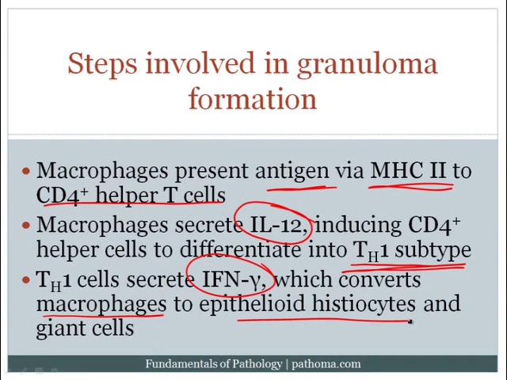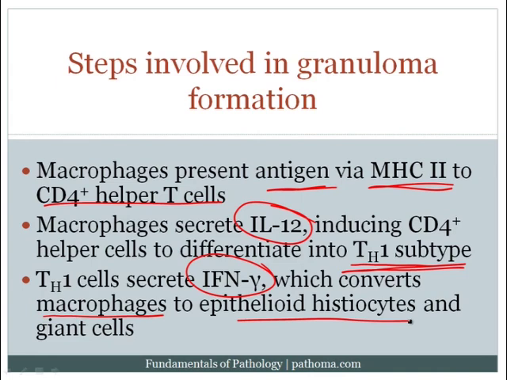Now I realize there's a lot of words on this slide, but I want to really make it simple. Step 1, the macrophages find an antigen, present it via MHC class II to the helper T cells. The helper T cells, okay, bind the antigen. Once that first binding occurs, the macrophages sort of then dump IL-12 on the CD4 positive T cells, which then converts the CD4 positive cells to a Th1 subtype. The Th1 helper cells then secrete interferon gamma, which then converts the macrophages to epithelioid histiocytes. So you have to know IL-12 from the macrophages, and you have to know interferon gamma from the Th1 helper T cells. So that should be clear.